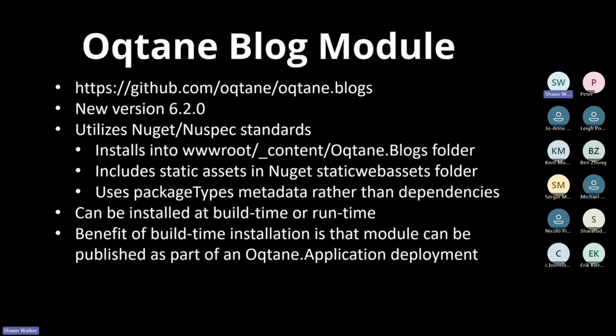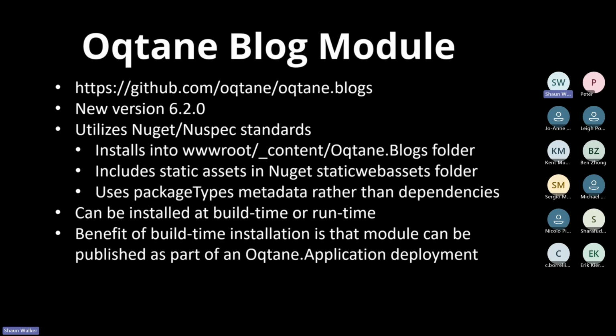So the three major changes are, first, when you install the blog module, it is going to install it into the wwwroot/_content/Oqtane blogs folder. This is the standard location where NuGet packages, like any other NuGet package, are installed. In the past, Oqtane installed modules in a custom location and didn't follow the standards of NuGet completely. By following the standards, it allows for some new capabilities for modules to be installed.